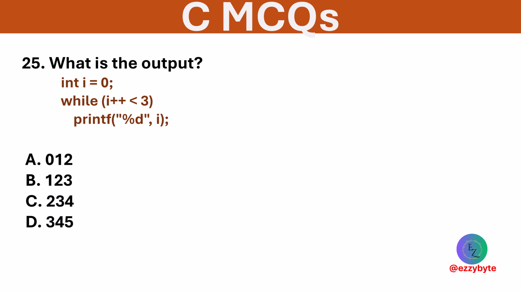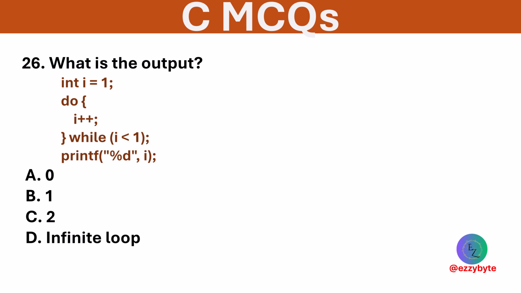What is the output of this code? Options are 0, 1, 2; 1, 2, 3; 2, 3, 4; and 3, 4, 5. Option B is correct. i starts at 0, and gets incremented before printing.